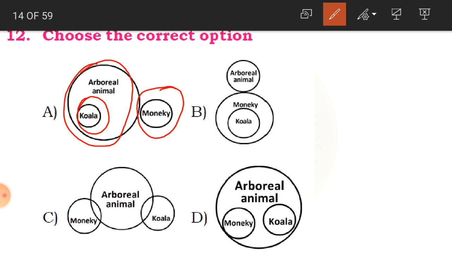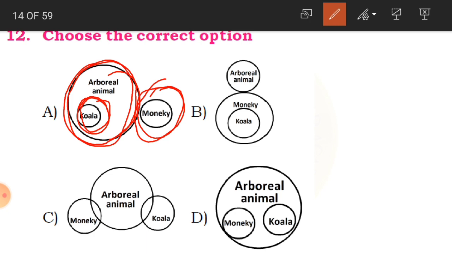Now, if you have something inside the circle, even though you have another two or three circles in that big circle, they are all the same. And if you have something outside that big circle, that is not related to the big circle. It is separate. Okay, so like this, now we have to find out the correct option.